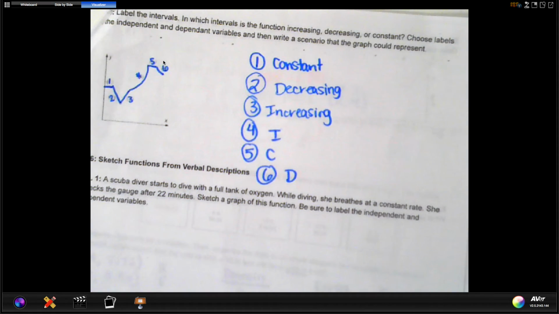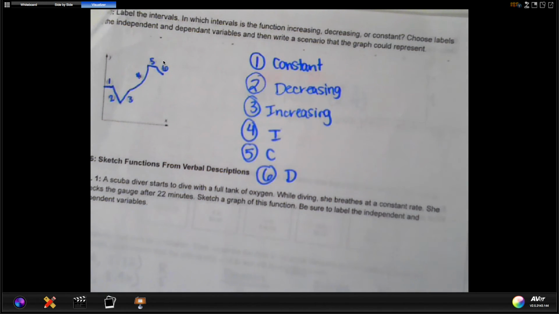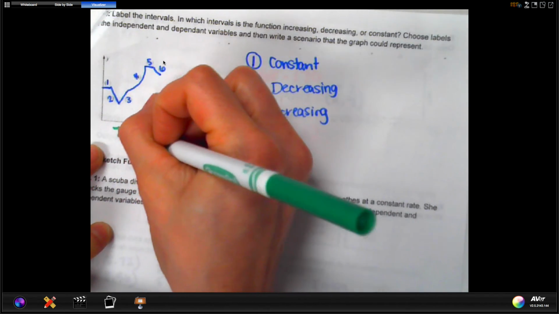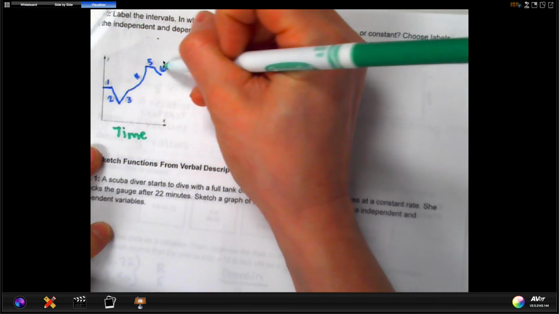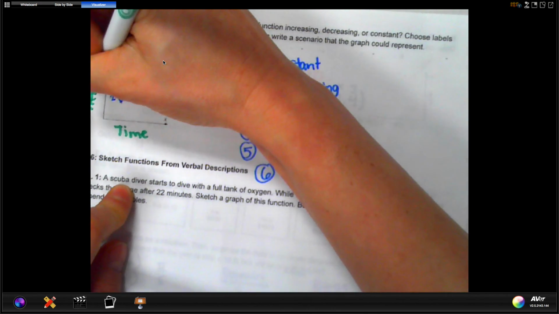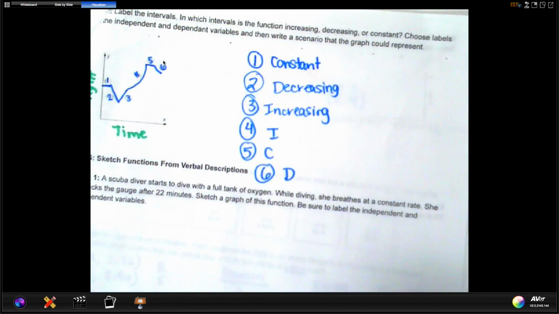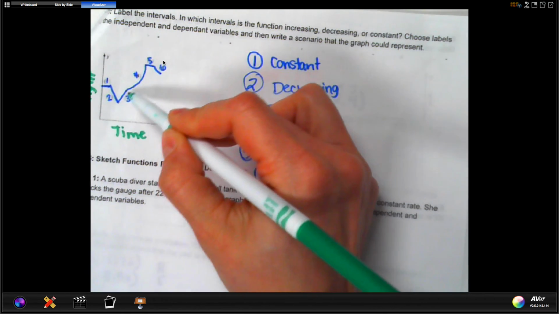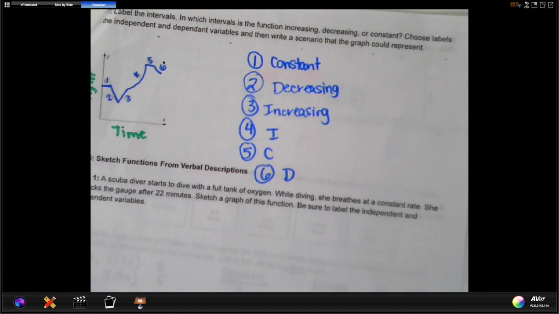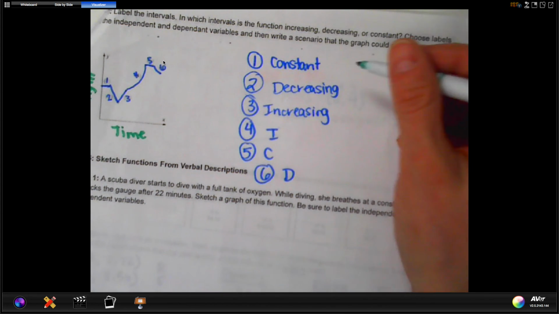If that were the case, what would our independent and dependent variables be? Well, we could say our independent variable is time. And what this would represent if this were a roller coaster would be the height of the roller coaster. You do this ride, it would be a little bit jagged, I guess. So maybe a roller coaster isn't the best scenario, but maybe you could come up with a different one. Okay, we'll stick with it for now.